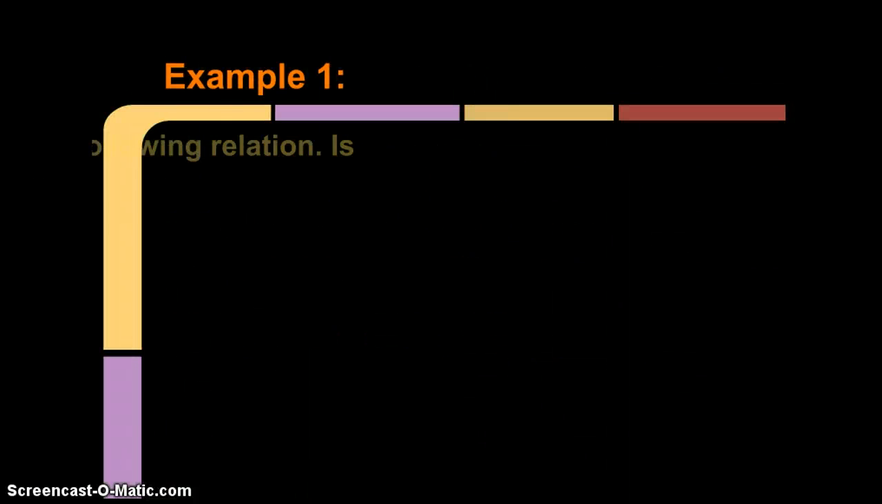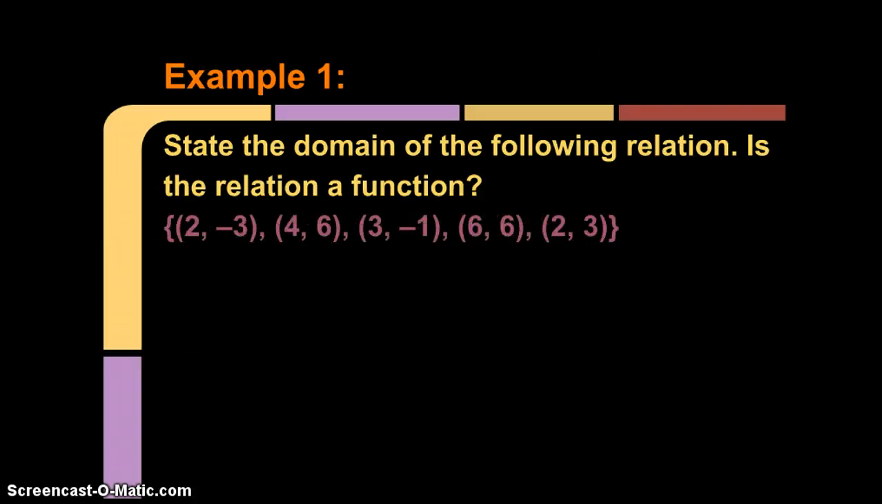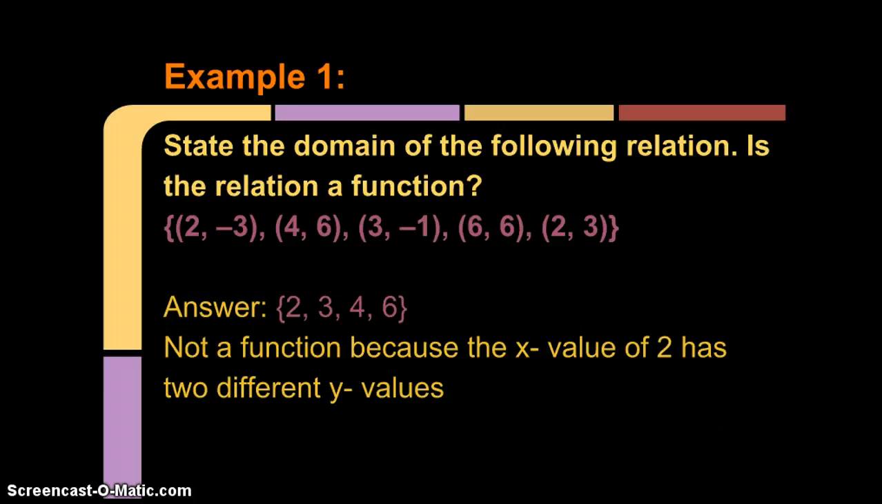Example number 1. State the domain of the following relation. Is the relation a function? Remember that domain is all possible x values, so you will just be looking at these. That tells you that 2, 3, 4, and 6 is your answer. And this is not a function because the x value of 2 has 2 different y values. You can see on here that the x value of 2 goes on to -3 and 3.